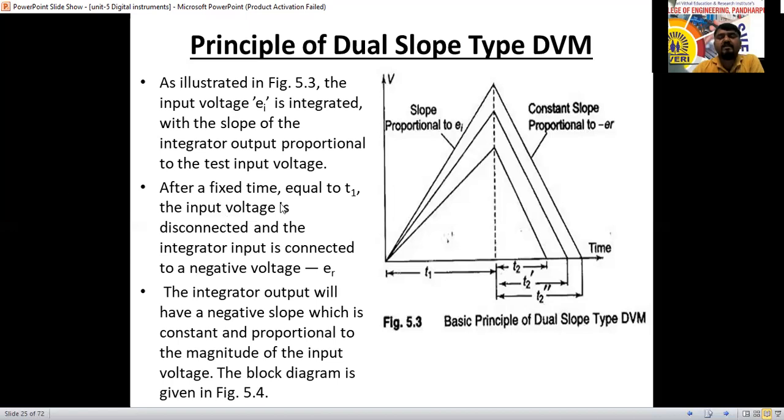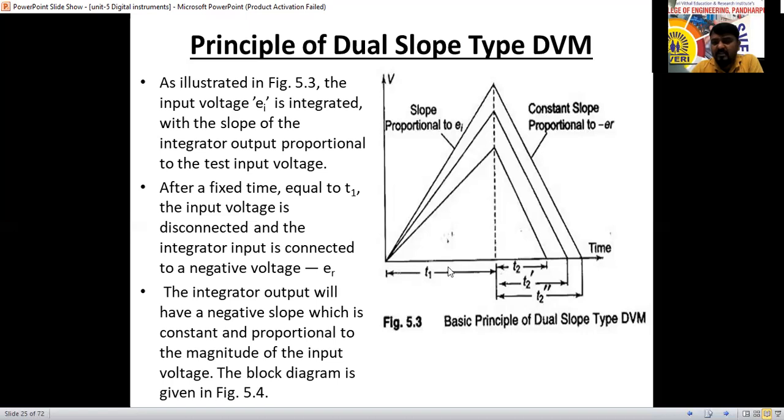After a fixed time equal to T1, the input voltage is disconnected and the integrator output is connected. Up to time T1 we give the input voltage. As I told you for the integrating type, the input EI is given and the capacitor charges. So this one we have connected here.